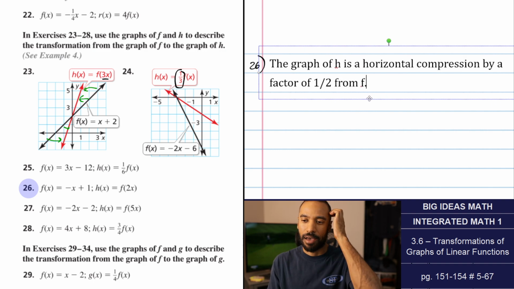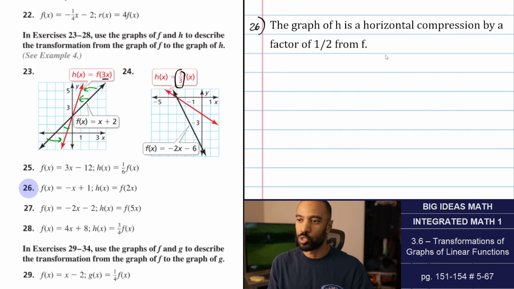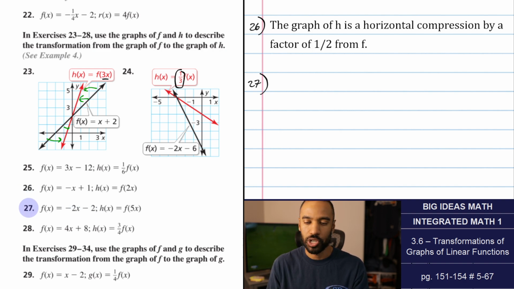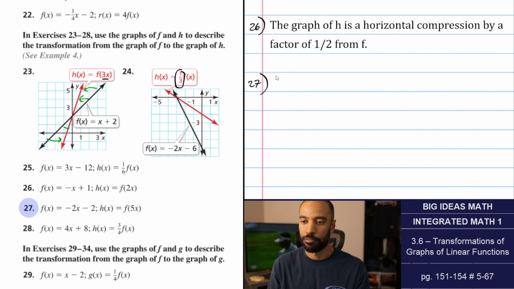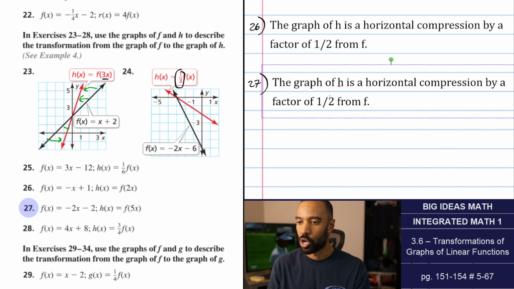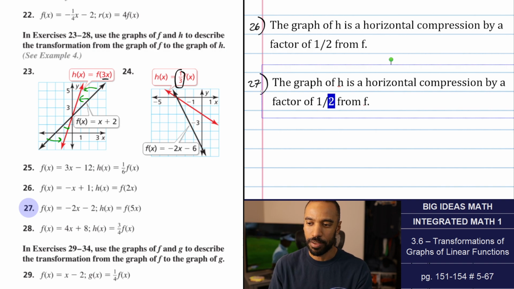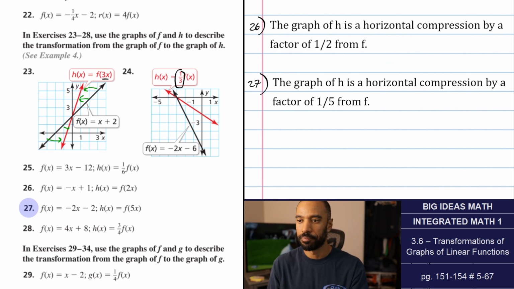Your x's need to be half the size they would normally be because we're about to double them. That's what the 2 is doing there. It's about to double them. Now 27 is like 26, only now it's 5. Again, whatever the function is, that 5 means we now need to make our x's 1/5 the size of what they were. So graph of, or by factor of 1/5, it's still a compression or a shrink, either way.